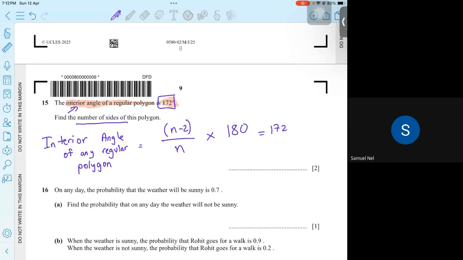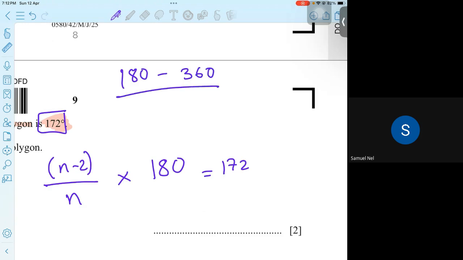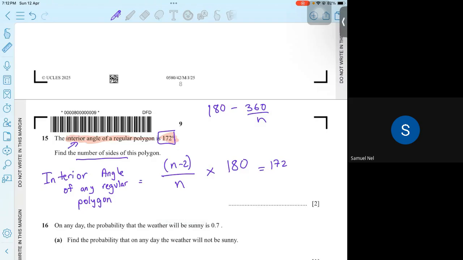Isn't the interior angle also equal to 180 minus 360 over n? Sorry, give me a second. Can you repeat the formula? 180 degrees minus 360 over n. I think so. Yeah, you're right. If you do this, you should also get the exact same answer. Okay?